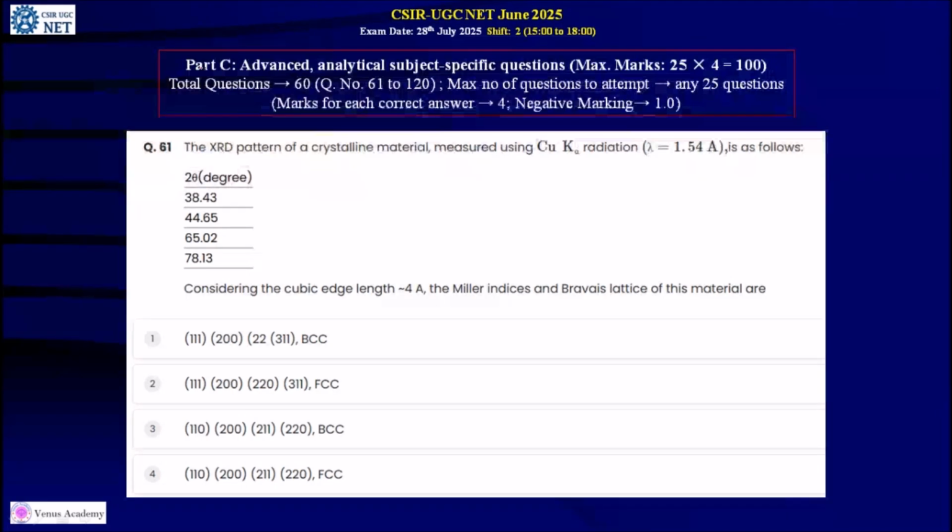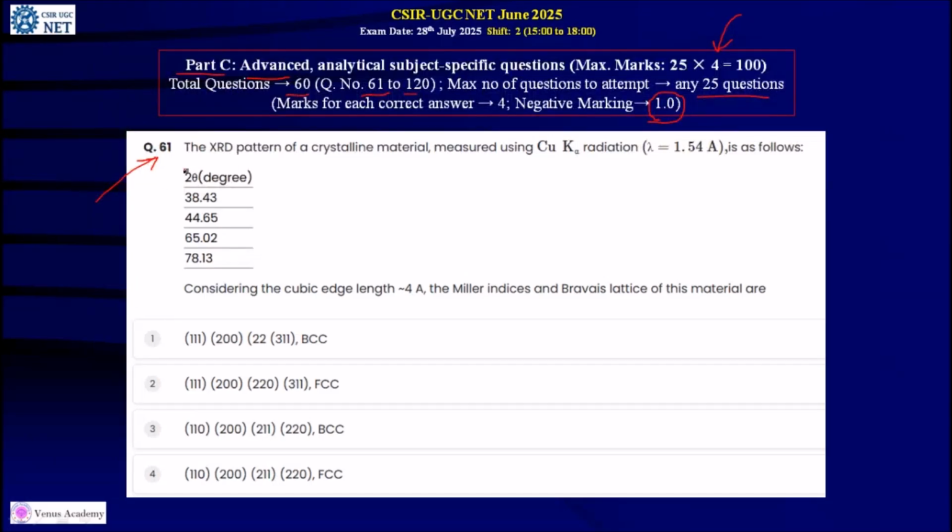Part C. This section is going to contain advanced and analytical subject specific questions. Dear students, this section has a maximum of 60 questions, from 61 to 120. For this section, the maximum number of questions to attempt is 25 only, out of which the first 25 questions you answer are going to be taken into account for awarding marks. If you make any wrong answer, you are going to lose 1 mark. Let us see the questions.